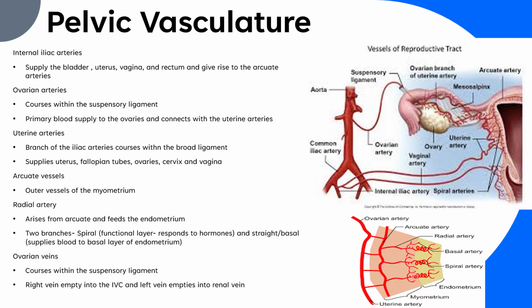Okay, and then going in, we have our spiral, and guess what? They're spiral, so it's perfect. These are what are going to respond to our hormones. So when you are having your monthly cycle, or a female is having her monthly cycle, these are the arteries that are responsible for that sloughing off of the endometrial canal. Okay, that's that spiral artery. So spiral responds to hormones.